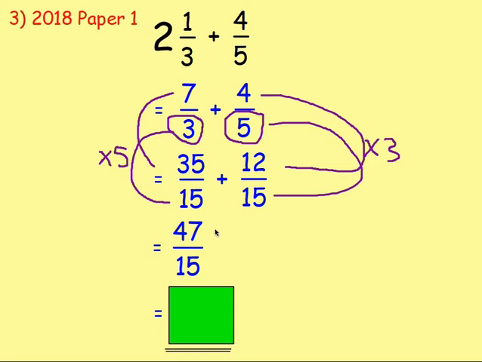Brilliant. Notice here, this is the improper fraction. The number at the top is bigger. And what we would then do is rewrite that as a mixed number. So 47 divided by 15. How many 15s are in 47? Well, start going up in 15s.